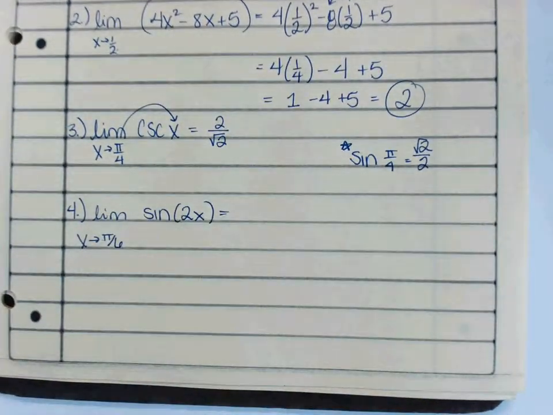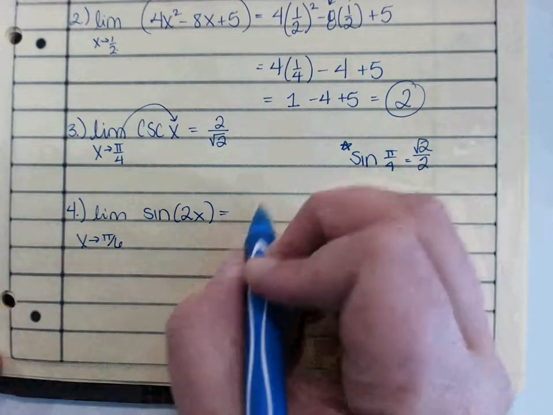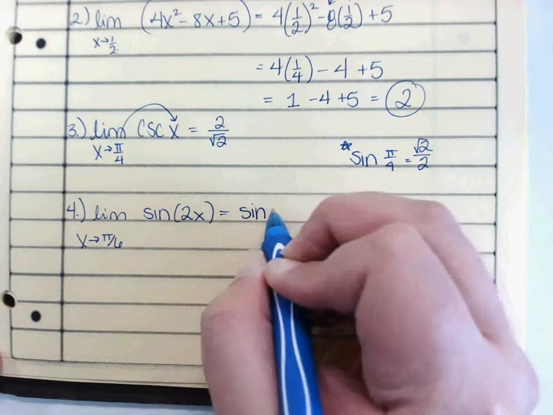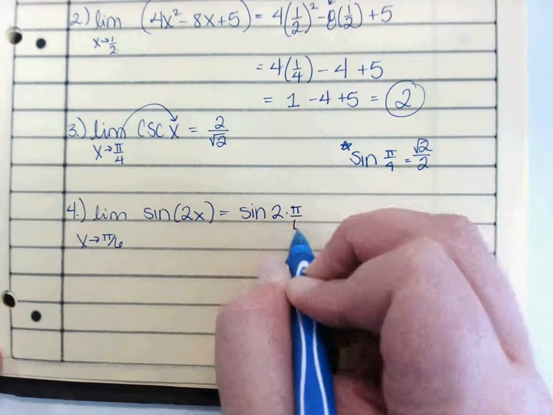So am I finding the sine of pi sixth? 2 times. Yes, there's a 2 built in here. That's going to change the angle. So I'm going to plug it in first, and then we'll reduce it. So I really want the sine of 2 times pi sixth.